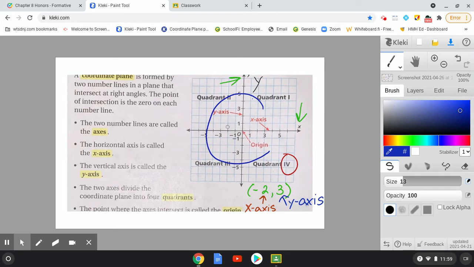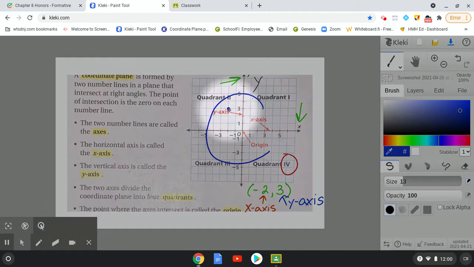If you notice, going up on my y-axis, those are positive numbers. Going down on my y-axis are negative numbers. Because I want to go to a +3, that's telling me I am going to go up, okay? And I'm going to actually plot a point. So the ordered pair or coordinate -2, +3 ended up getting plotted right here.